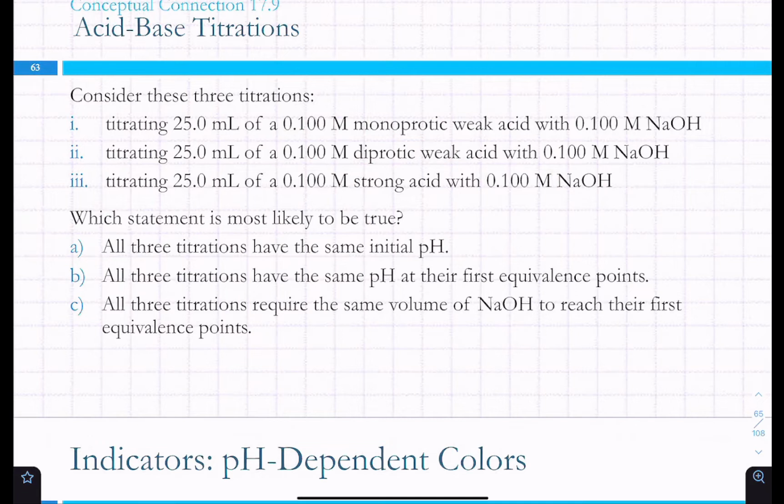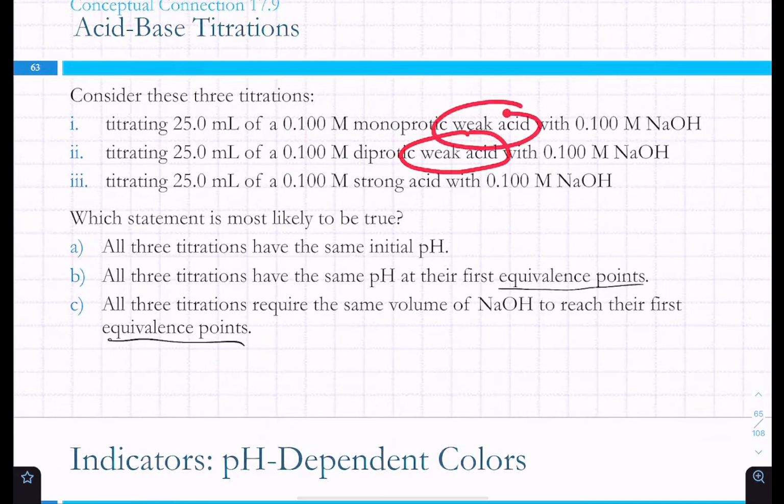Two of these statements are about equivalence points, and the last one is about the initial pH. We don't know what these acids are, right? But we have two weak acids and one strong acid. So it's very unlikely that our initial pH is going to be the same. That one's safe to say, because for the weak acids, we have to do an ICE table. For the strong acid, it's just going to be whatever the concentration of the acid added is.